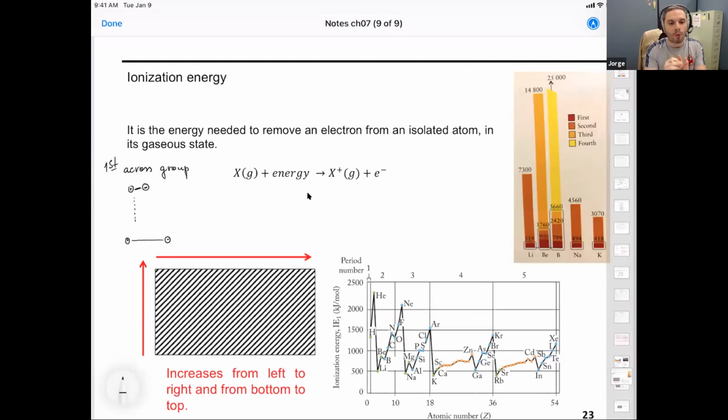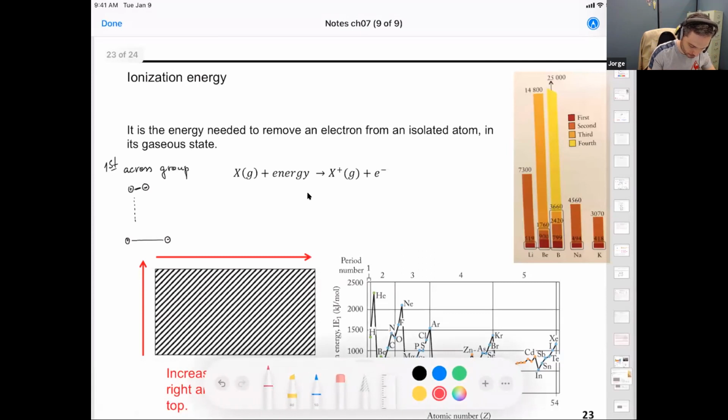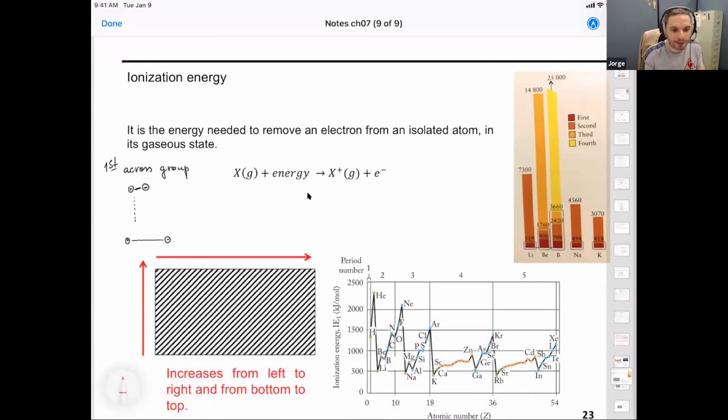Think with me, what will happen with the energy needed to remove this very last electron, comparing the first element and the very last element? Will it be easier to remove the electron from the small atom or the large atom? Well, you don't have to think about that too much. If the atom is large, that means the interaction between the nucleus and the electron is weak. So here it is very easy to pop this electron out.